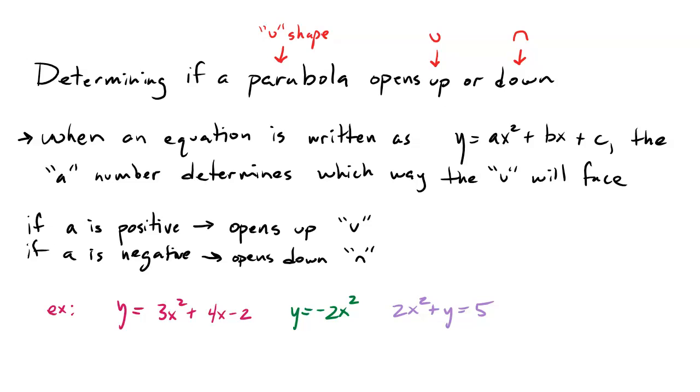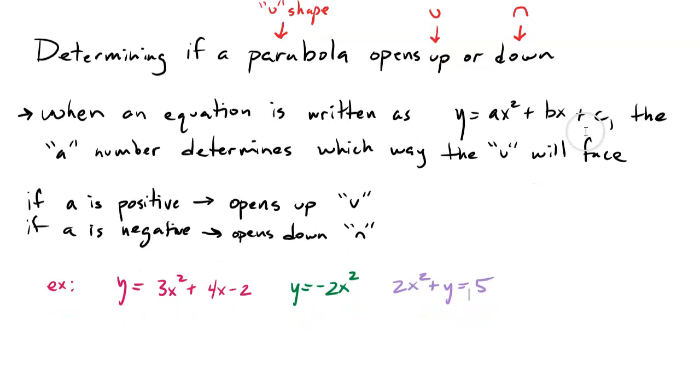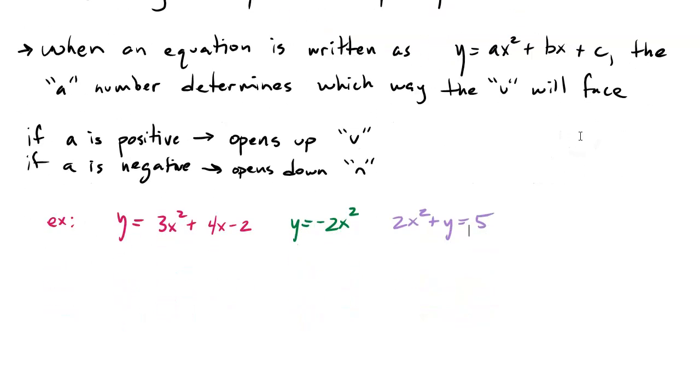This should be good enough. I mean, this is all the different kinds. All we really care about is that it's written as y equals whatever. Because if it's written as y equals whatever, you just look at the number that's on the x squared. So like in this case, the 3. So a is 3, so it opens up. It's a U shape.